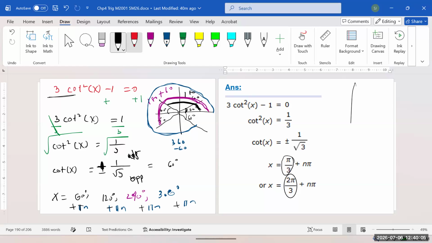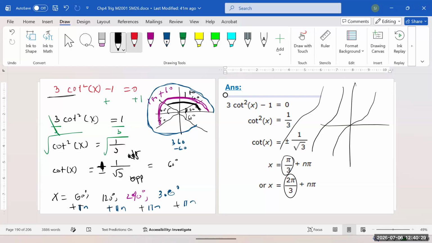Right, because their graphs are like this. So they don't have 2 pi, they have only 1 pi. So we only need two of them from here, and you keep adding 1 pi. For example, for this angle, this will be given already. So we need this one and this one.